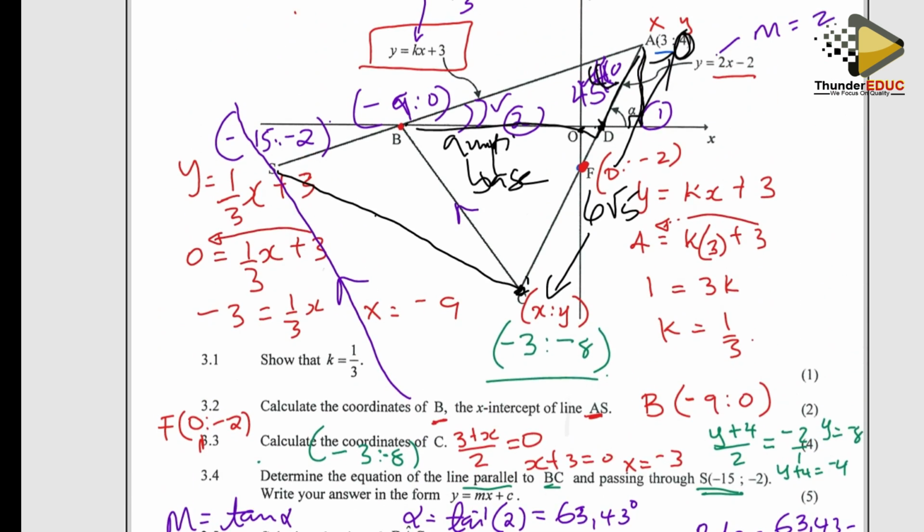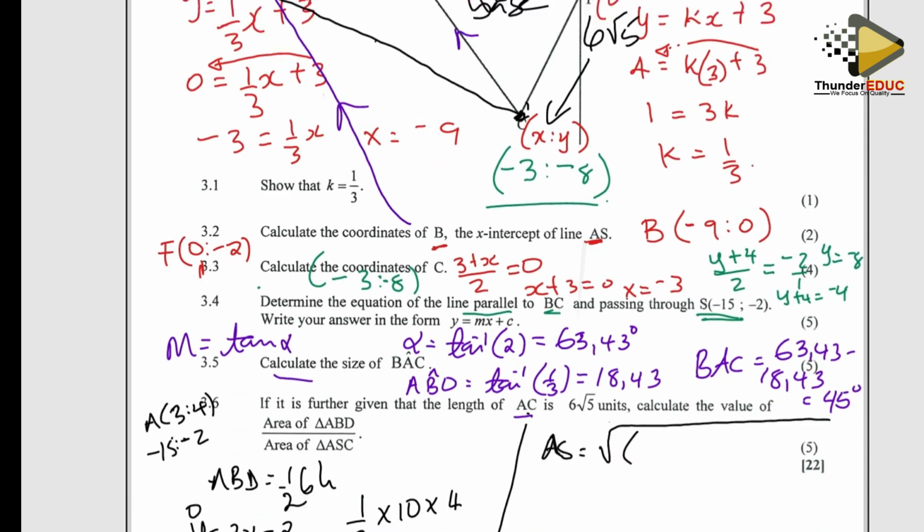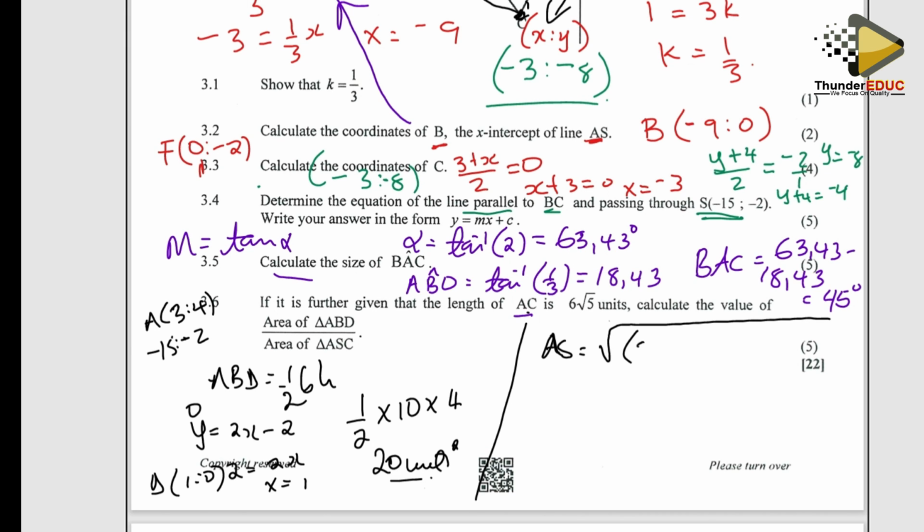Then we said we need the distance of AS. AS is going to be the square root. Okay, we had a negative 15 and negative 2. Our A was a 3 and 4. Is that correct? Perfect. So if I use the x's, that's going to be 3 minus 15 squared plus 4 minus 2 squared. So that's going to be 18 squared plus 6 squared and the square root. Okay, we're saying 18 squared plus 6 squared, which gives me 6√10.